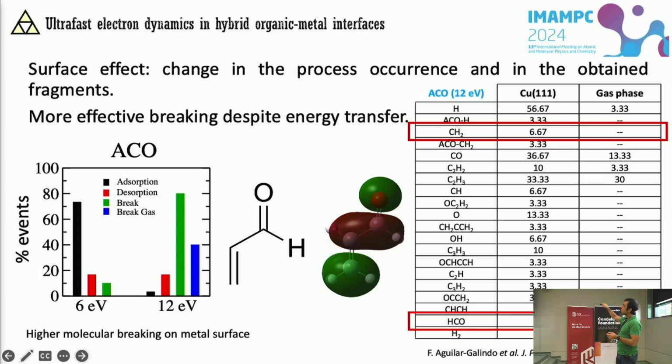However, if we put the molecule on the surface, we observe this channel, because we are populating this anti-bonding chemical bond. The other way around, we don't see this fragment on the surface because we are increasing the double bond character of this system, while in the gas phase, this is a very important channel.